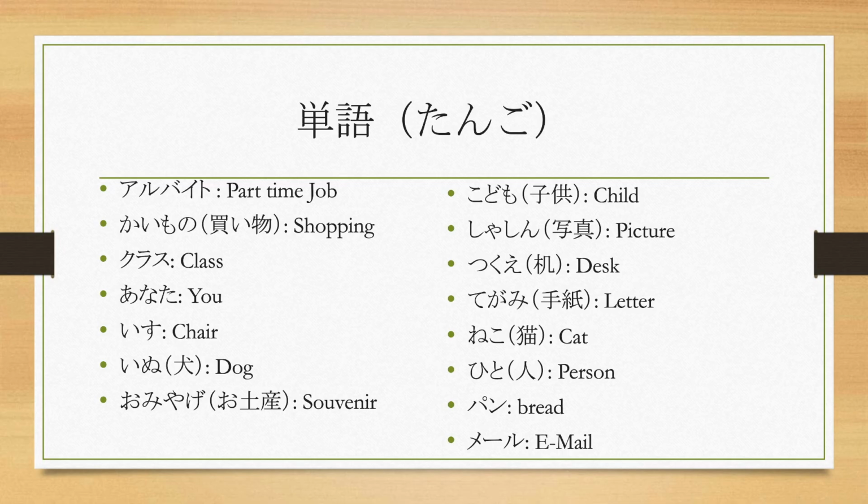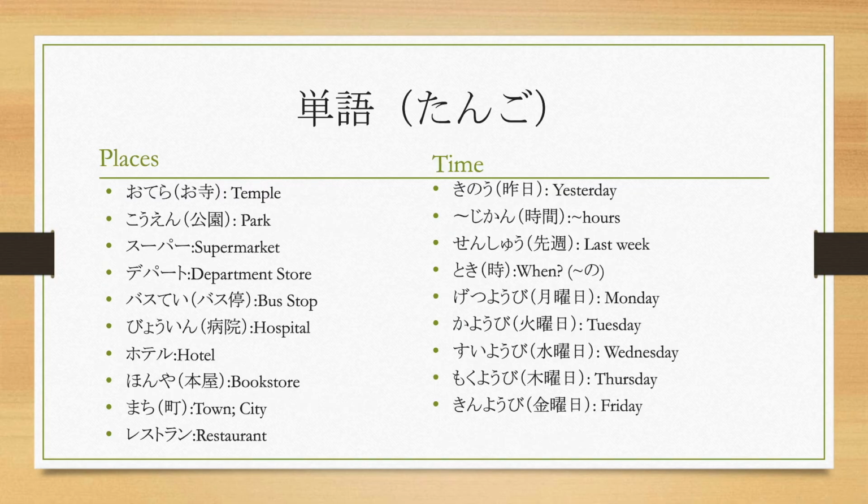Kodomo, child. Shashin, picture. Tsukue, desk. Tegami, letter. Neko, cat. Hito, person. Pan, bread. Meru, email. Next we move on to places and time.